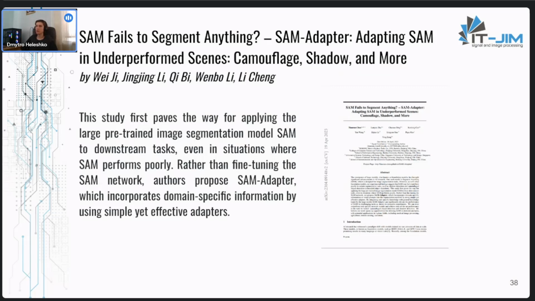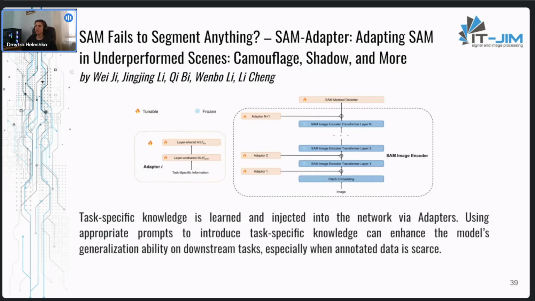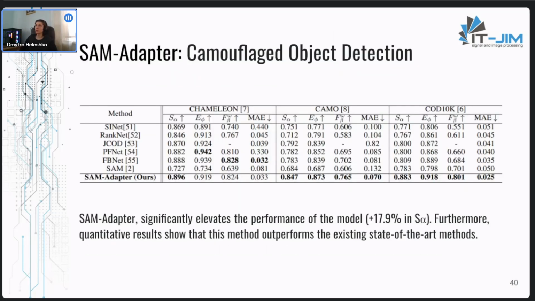Rather than fine-tuning the SAM network, authors propose SAM-Adapter, which incorporates domain-specific information by using simple yet effective adapters. Here is the proposed architecture, and task-specific knowledge is learned and injected into the network via adapters. Using appropriate prompts to introduce task-specific knowledge can enhance the model's generalization ability on downstream tasks, especially when annotated data is scarce. And when this method is applied for camouflaged object detection, SAM-Adapter significantly elevates the performance of the model.